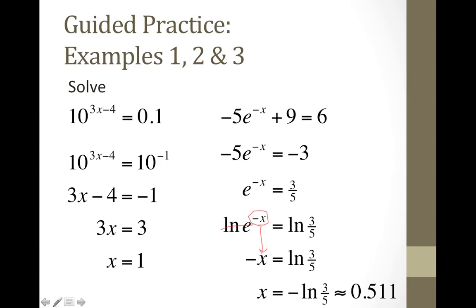So that comes down here to continue with my problem, and that is what has to be equal to natural log of 3/5. So when I divide both sides by negative 1, I get x equal to the opposite of the natural log of 3/5. And again, without a calculator, you would leave it this way. With a calculator, you would make that 0.511 because the natural log of 3/5 is negative, and then the opposite of that becomes positive.